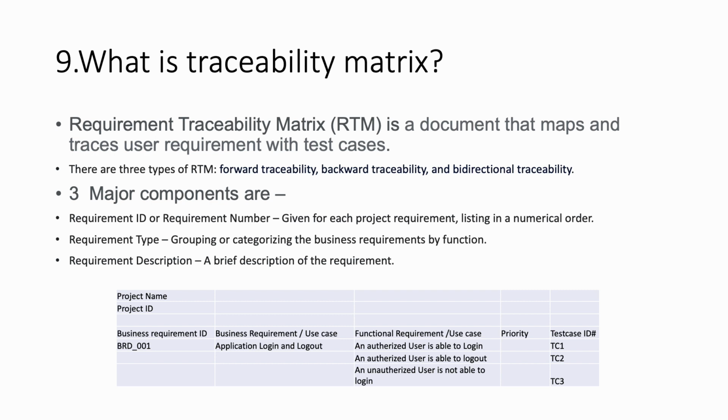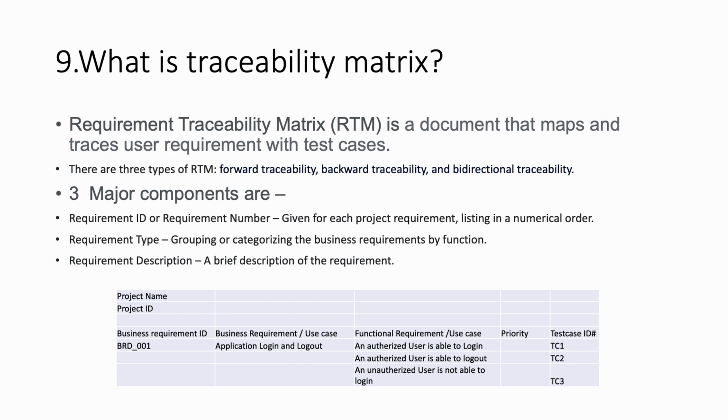Below I have provided a table where I have given the project name, project ID. This is just a dummy one. Whenever you are preparing a traceability matrix, you can refer to this one, so that it would be easy to trace all the requirements. You have to give the project name, the project ID, then the business requirement ID. As I told, most of the teams are following Jira to track their requirements. So instead of BRD ID, you can provide Jira ID. Then BRD 001 is the first requirement from the BRD.